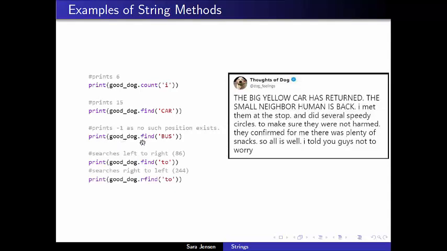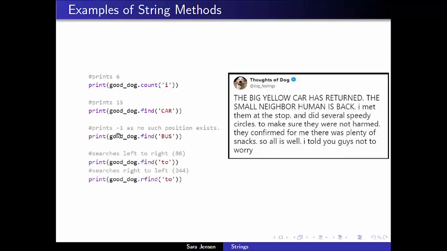Now imagine that we were to call the .find function with the word bus, which does not occur in this tweet. Our .find function needs to return something to us, but it needs to return something to us that obviously indicates that this word was not found. In order to do that, the find method returns a value of -1 when it cannot find the occurrence of this particular substring.